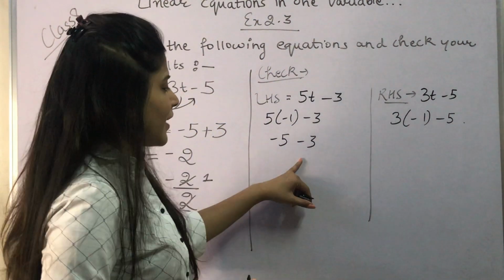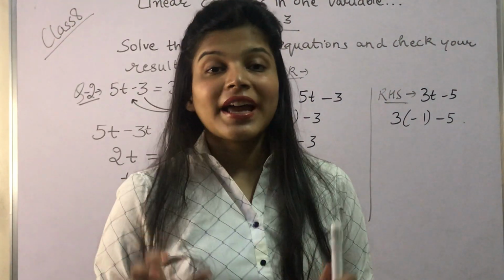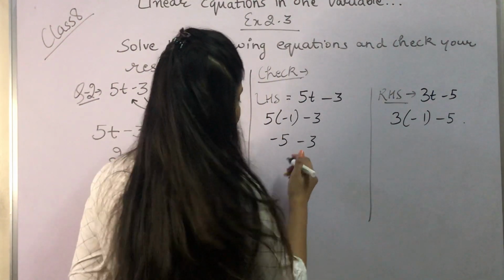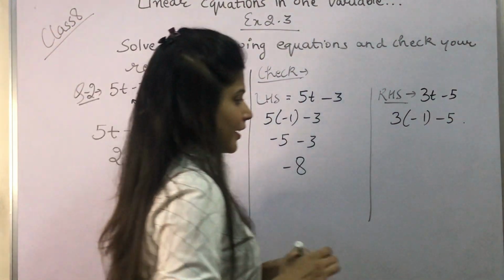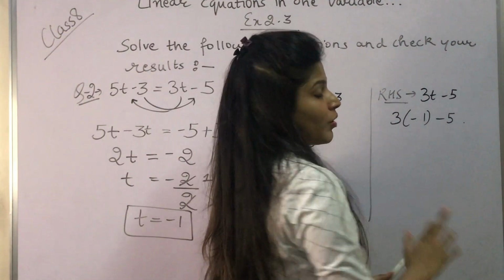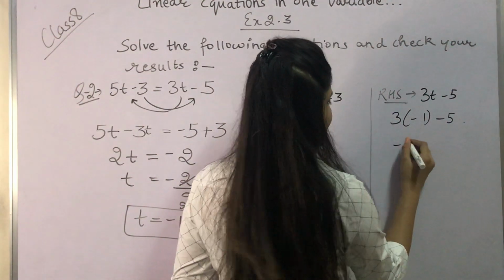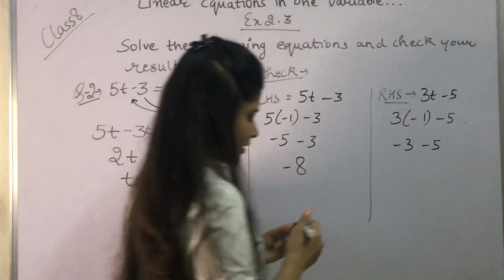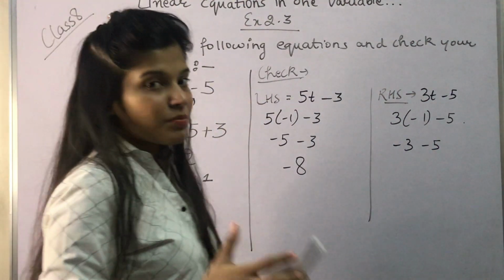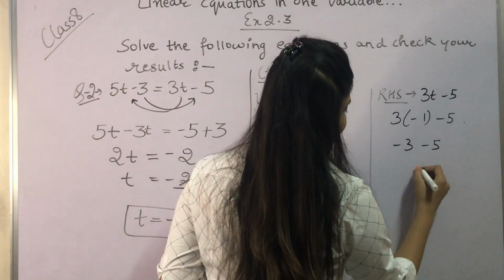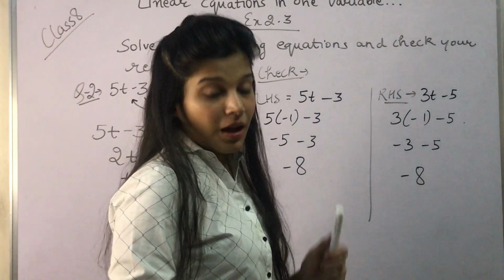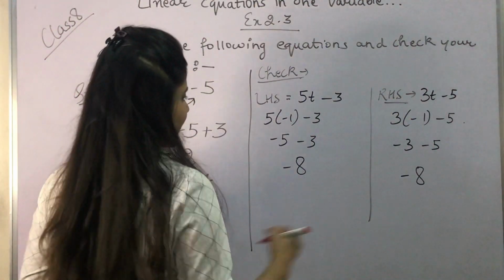Okay, minus minus becomes plus, and the sign is that of minus. So 5 plus 3 is 8, with a minus sign. Similarly, 3 into minus 1 is minus 3, minus 5 as it is. So again minus minus plus, and the sign is minus. So 5 plus 3 is again 8 with a minus sign, which means that our answer is right.